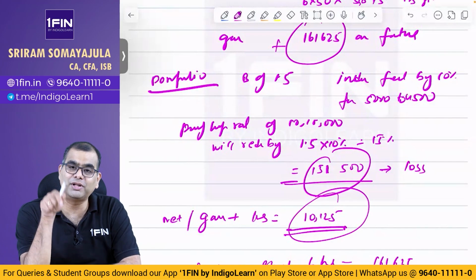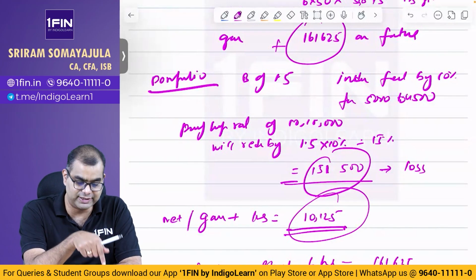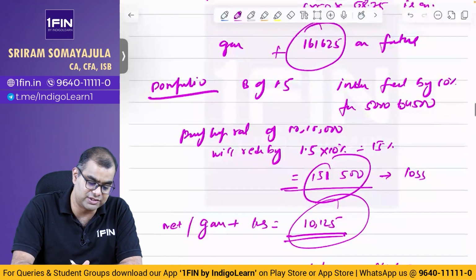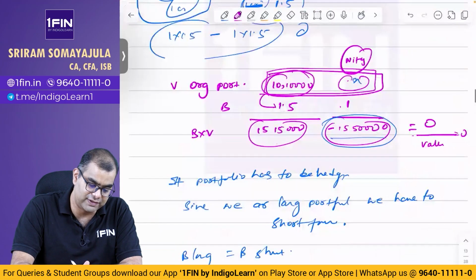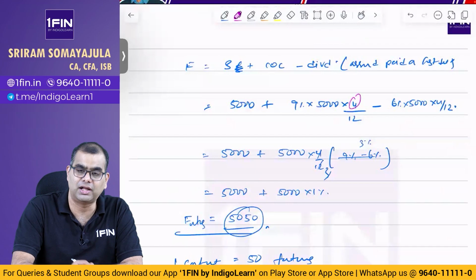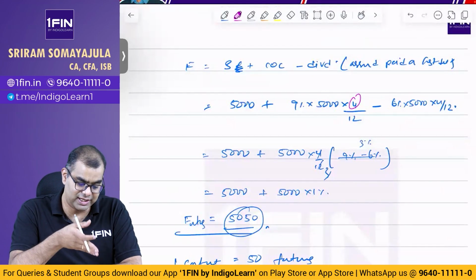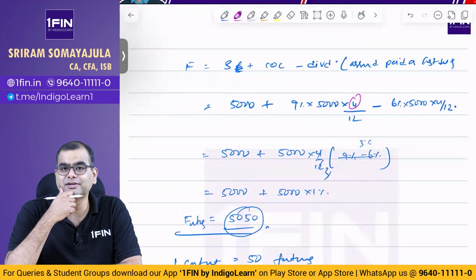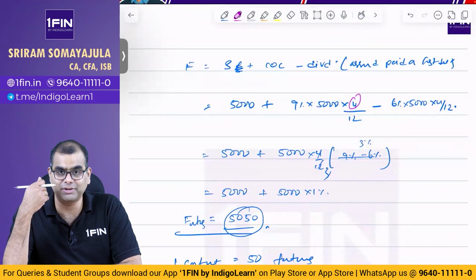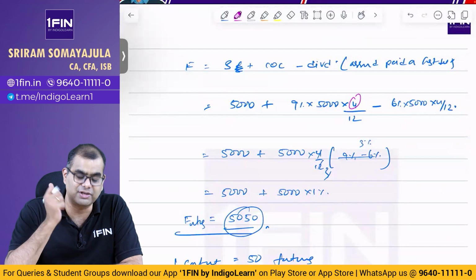Because we have used a 4-month future contract to hedge a 3-month position. If you had used a 3-month future contract, this problem would not be there. And what is this problem? You multiplied the futures pricing of 5050 by 4 by 12. If you had taken 3 by 12, this problem would not be there. Everything would have been proper. But the 3-month contract is not available, so you are facing all these problems.